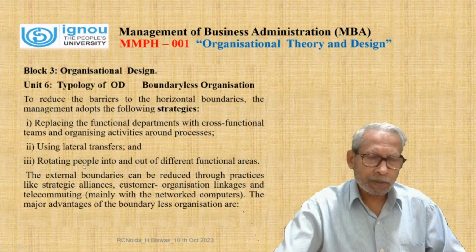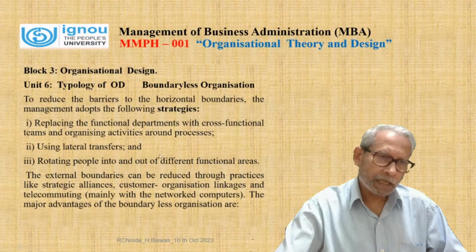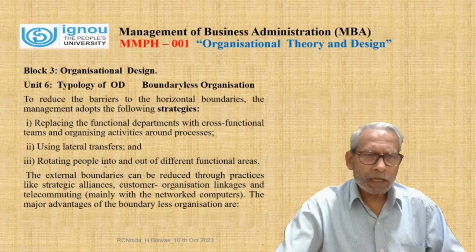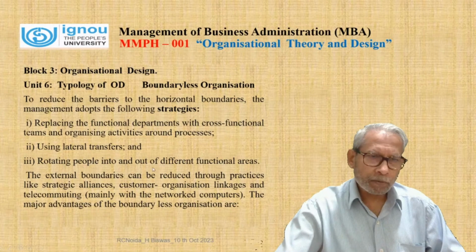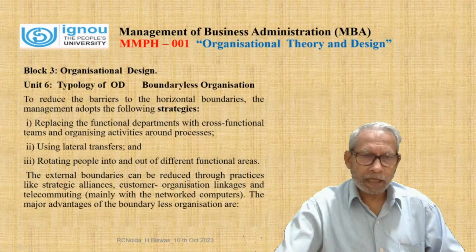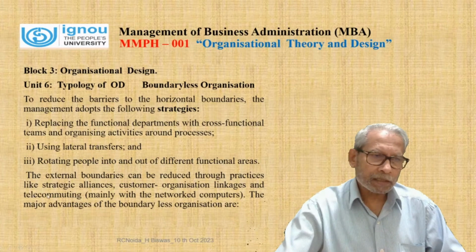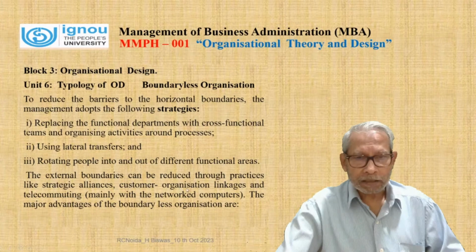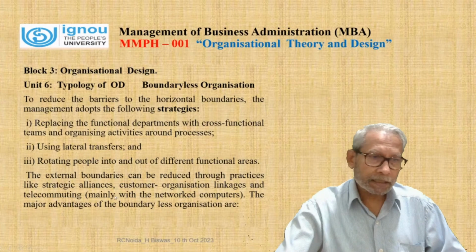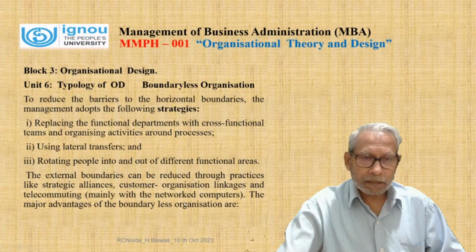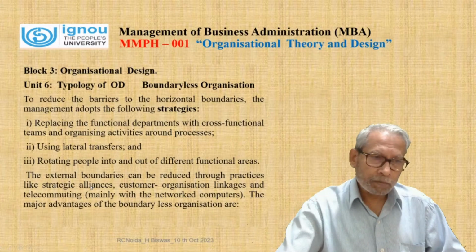Finance people can go to production. Production can go to marketing. This is the way they can rotate the people so that everybody contributes. So external boundaries can be reduced through practices like strategic alliances, customer organization linkages, and telecommuting. This is the way it can be possible.